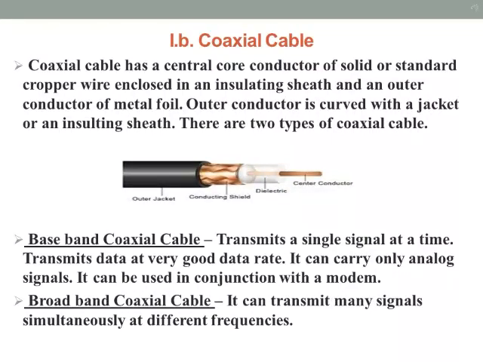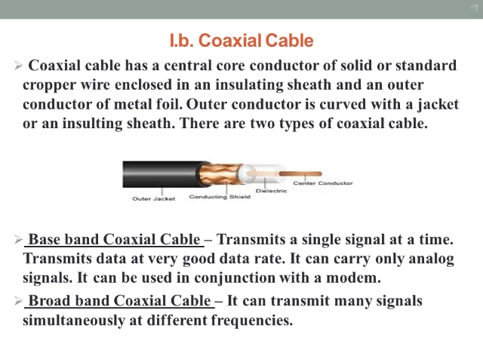There are two types of coaxial cable. First one, baseband coaxial cable. The baseband coaxial cable transmits a single signal at a time. It transmits data at very good data rate and it can carry only analog signals. It can be used in conjunction with a modem.